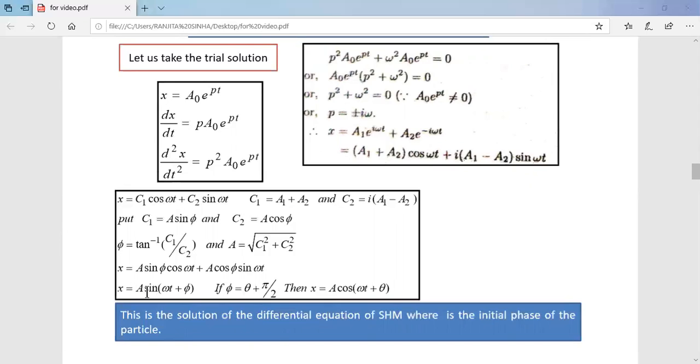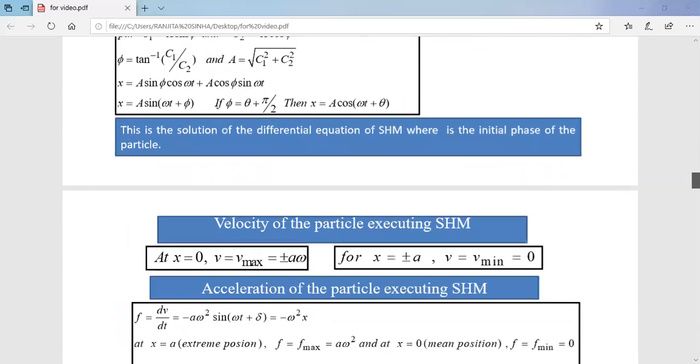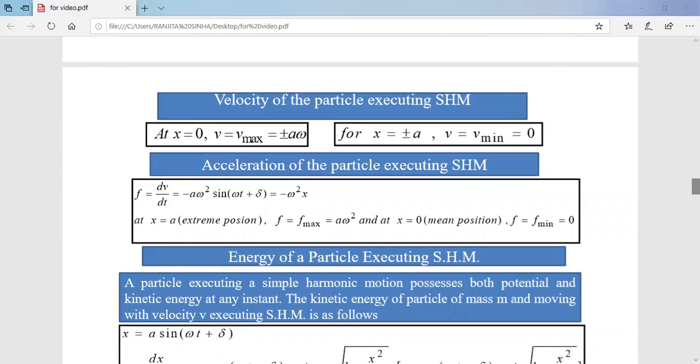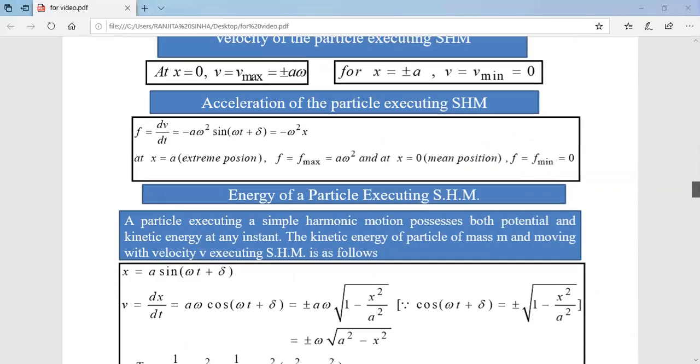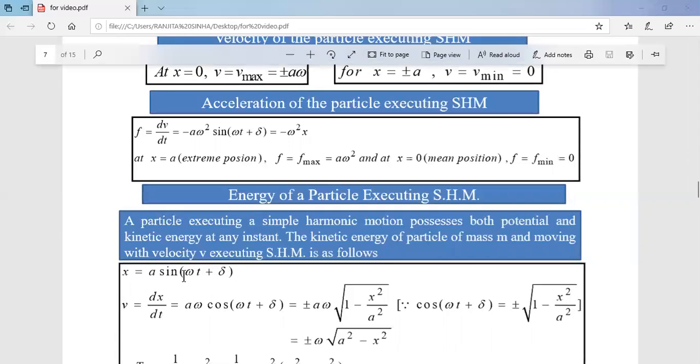So our solution is x equal to a sin (omega t plus phi). Now you have to know what is the velocity of the particle executing SHM. Here we have this equation, the solution of the differential equation of SHM, that is x equal to a sin (omega t plus delta). Say we are taking phi here as delta. Now we are going to calculate the velocity v equal to dx by dt. So we have a omega cos (omega t plus delta). Ultimately we have the value of sin (omega t plus delta).